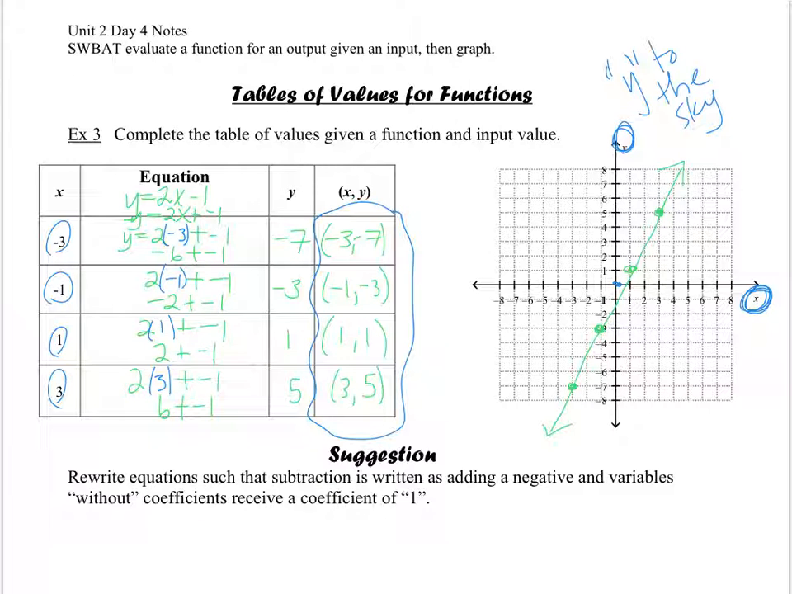And just to remind you guys, as in the previous notes, rewrite the equations as you need to, with subtraction as adding a negative. And for any variables that do not have a coefficient, it may help to place a 1 to hold that value.